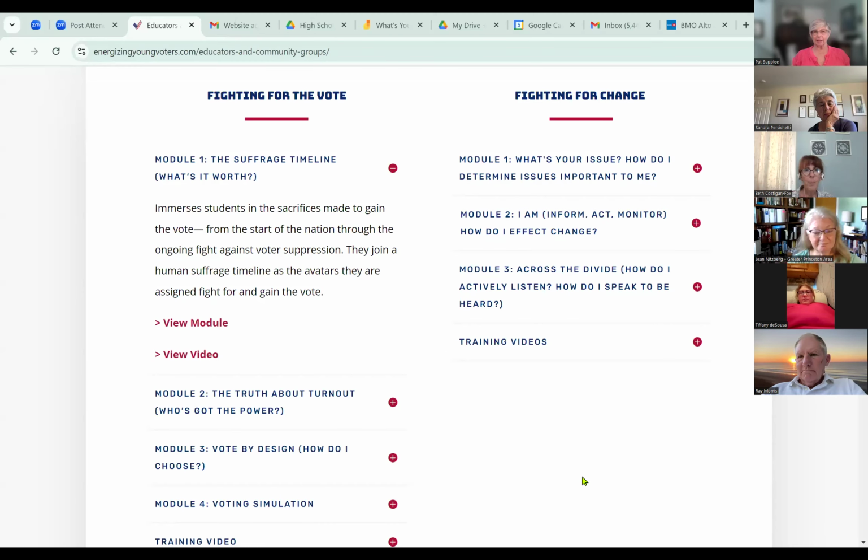Okay, so these are the lessons that we offer, and they are in what we call 2 suites. And those 2 suites match the league goals. One of the league goals is empowering voters, and that's what the Fighting for the Vote lessons reflect. And one of them is defending democracy, and that's what the Fighting for Change lessons reflect. So we're in the Fighting for the Vote this time. And module 1 is the suffrage timeline, and you see a very brief description.